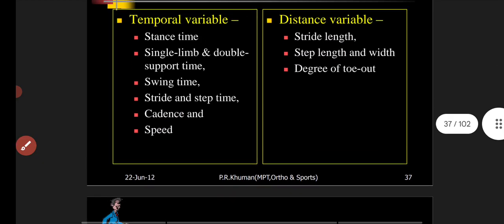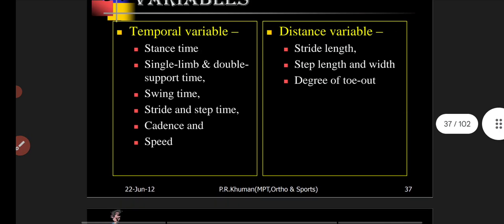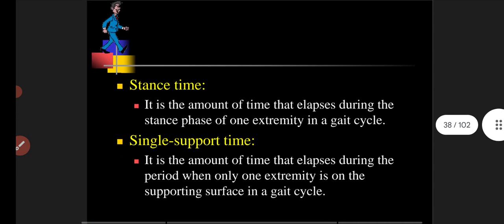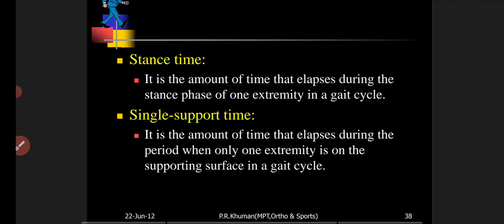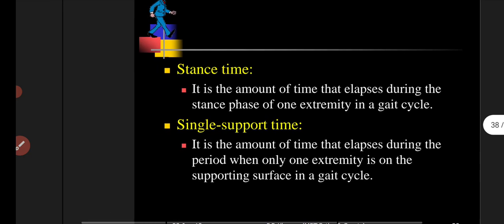Now we will come to the first point, stance time. In the temporal variable, stance time is the amount of time that elapses during the stance phase of one extremity in a gait cycle, only one extremity. Suppose the right extremity, from heel strike to heel off. That is the stance time.